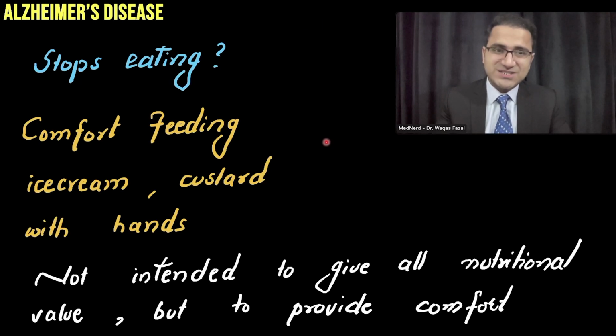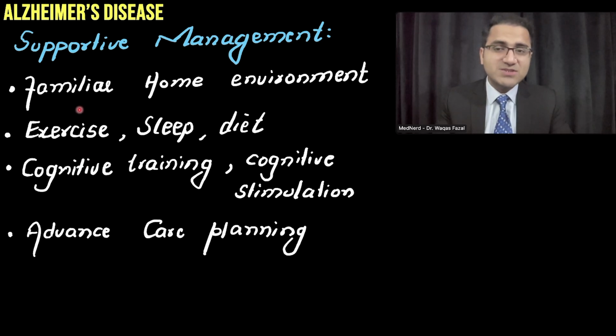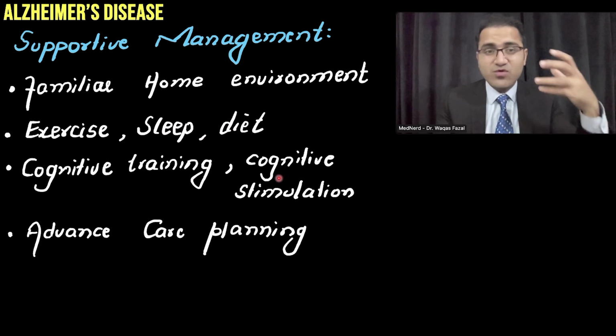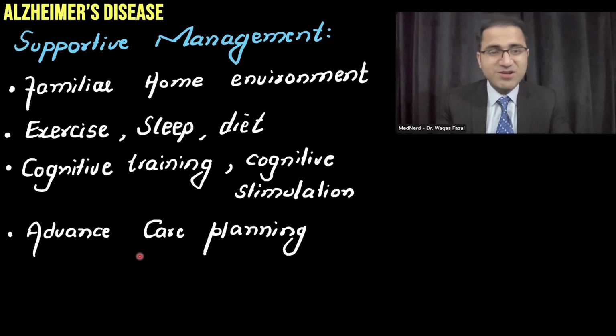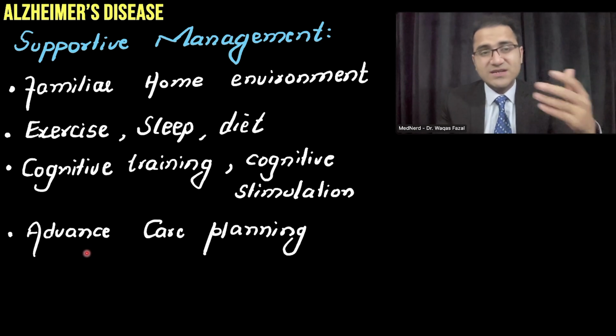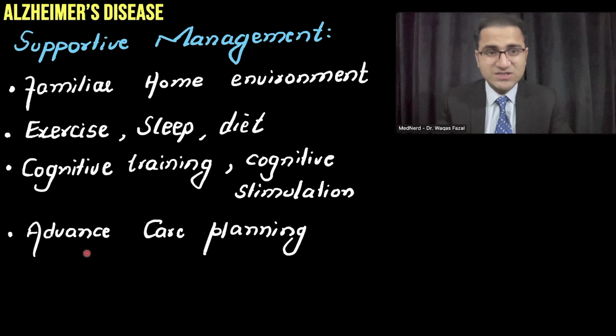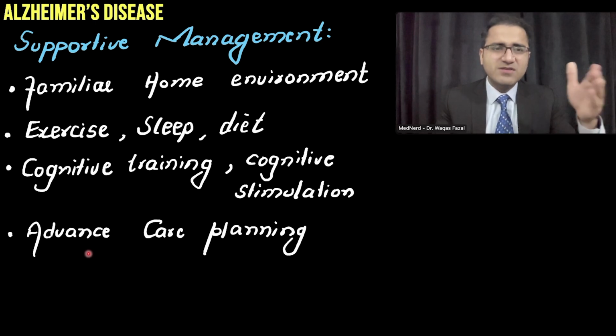Also, avoid catheterization in these patients. In the supportive management, a familiar home environment should be given to these patients. Regular exercise in the initial stages, proper sleep cycles should be given, and in the diet, don't be very strict on diet in these patients. Cognitive training, cognitive stimulation should be done to improve their cognition. And in the initial stages of dementia, if the patient is diagnosed with Alzheimer's dementia, you must do advanced care planning, must decide whether they would like CPR or not, what will be the DNR status in these patients, because later on they will lose more memory and won't be able to make these decisions.